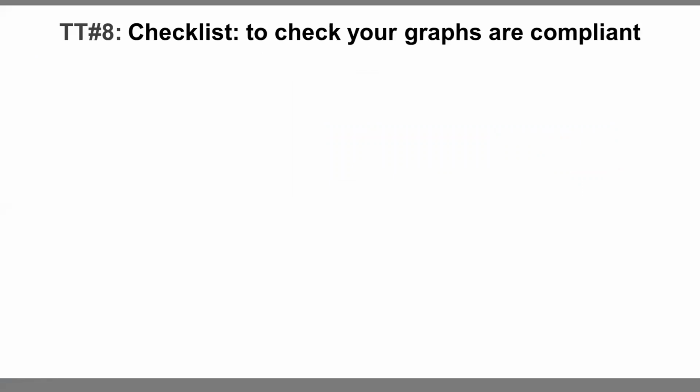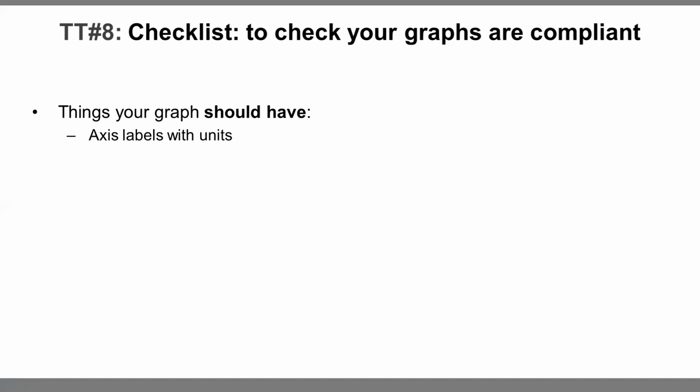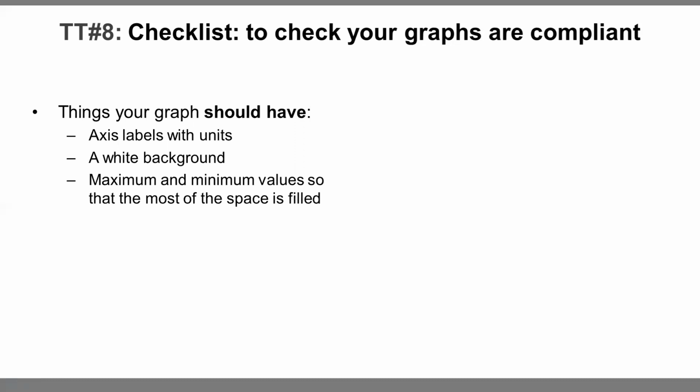So the next component is the checklist to check your graphs are compliant. So we have finished with the legends and captions. Many times we have graphs also in our research, and how to create our graphs and its captions. So here is the checklist. Things your graph should have is axis labels with units. You should mention your units in it. A white background, preferably when you are printing it for research or submitting it for journal. Maximum and minimum values so that most of the space is filled. Large enough font to be readable.